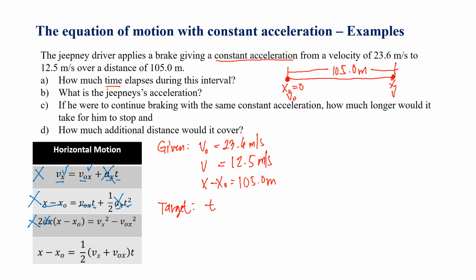Equation number 4 has your x minus x naught. You're also given your v, your v naught, and then your time. You have your x minus x naught, that is checked. You have your velocity v, and you also have your initial velocity. And our target is time. Therefore, we can use equation number 4.